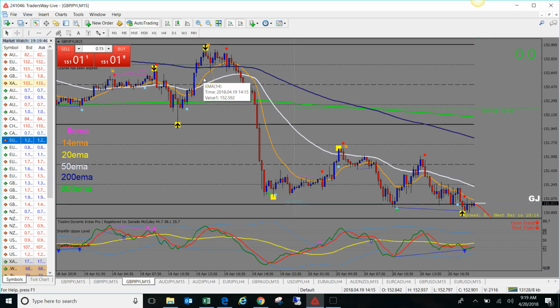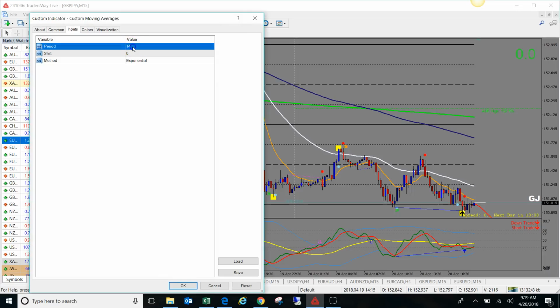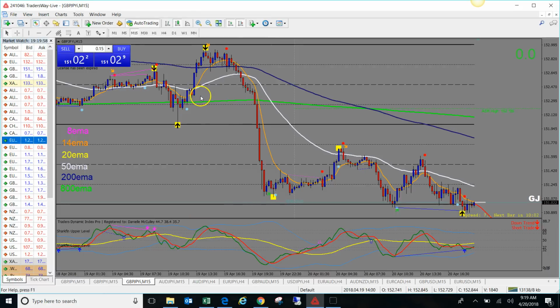And sometimes I'll use the 10. The 10 is not on here, but let me change this and show you what the 10 looks like. You can use the 10 simple or the exponential. They all look kind of similar, it just plays a little bit closer the smaller the number is. Like if you look at the 3, it will basically just run through the candles almost.